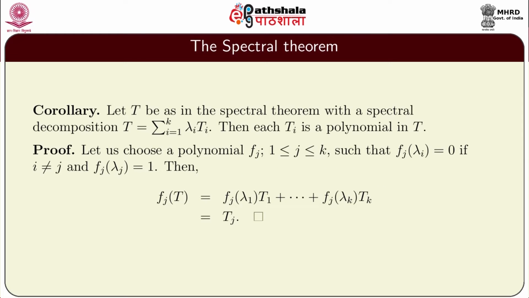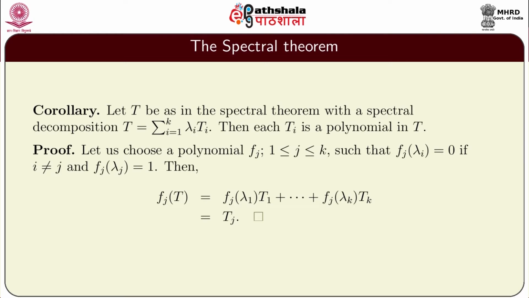Another corollary. Let T be as in the spectral theorem with a spectral decomposition T is equal to summation lambda i Ti, i equal to 1 to k, then each Ti is a polynomial in T. So, T is normal if the base field is C and self-adjoint if the base field is R. Lambda 1 up to lambda k are the distinct eigenvalues, and this corollary says that the orthogonal projection operators T1, T2 and so on up to Tk are somewhat special. In fact, they are polynomials in T.